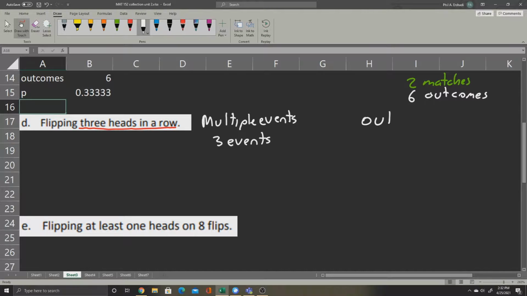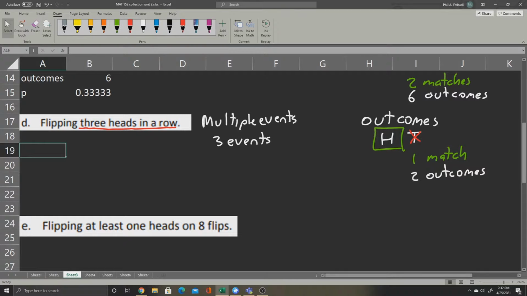Now our outcomes are still the same as before as with a coin. Heads or tails. Now, once again, we are trying to flip heads and not tails. We can say that there are still 2 outcomes, heads or tails, but only one of them matches the description. Now let's enter this into Excel. Our matches will be 1. Our outcomes will be 2.